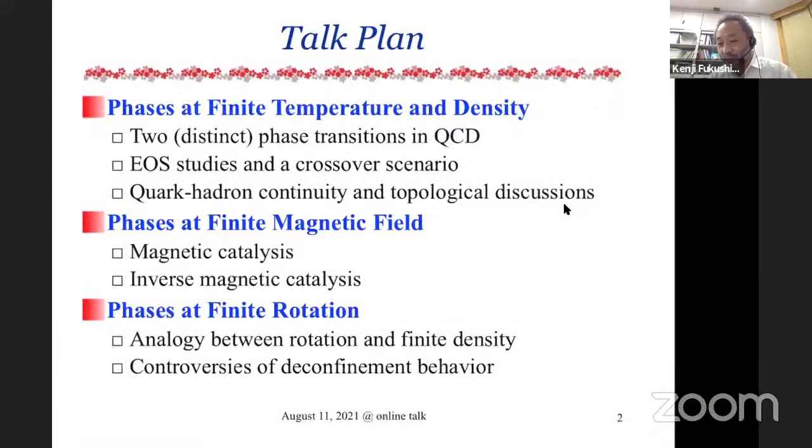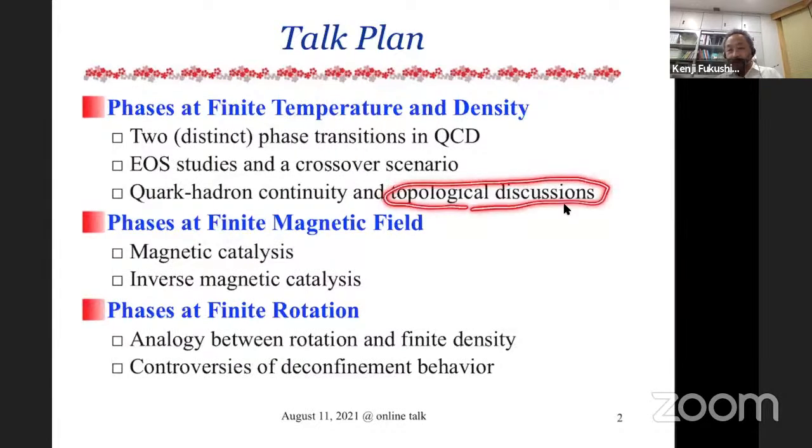So here is my talk plan. I start with a conventional picture of the QCD phase diagram as a function of finite temperature and density. This phenomenological motivation is quite important, and I will also slightly mention the equation of state studies related to neutron star physics. That will be more closely explained by Alexei Baryon later. Then finally, I will briefly discuss the recent topics of quark-hadron continuity and some topological discussions.